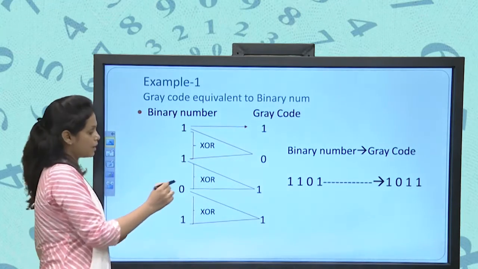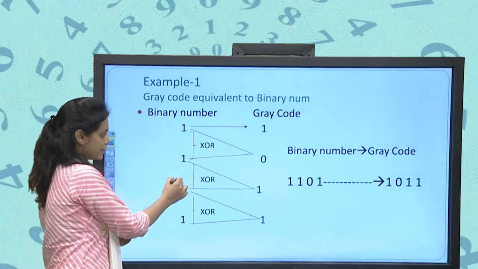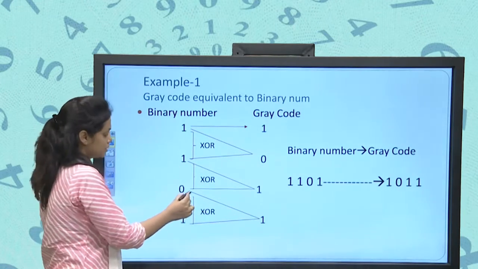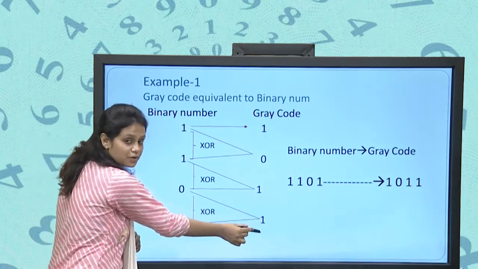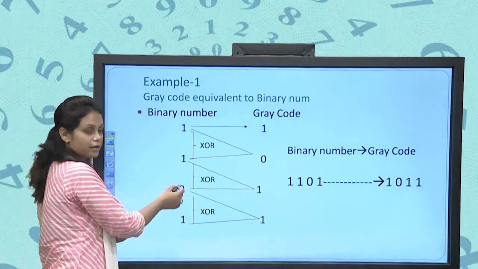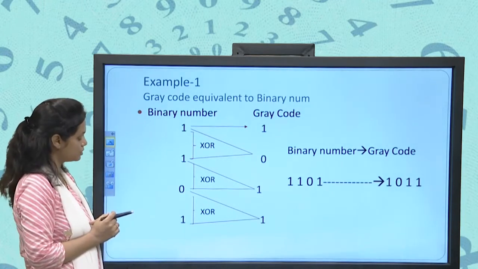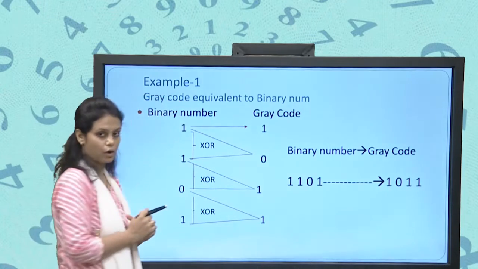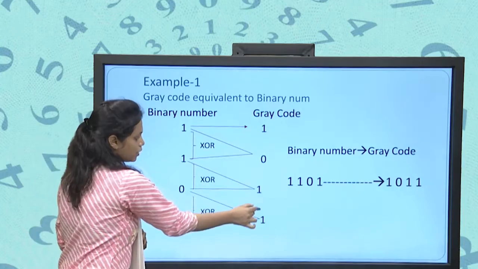Then we will make the pair of the second and third bit. Okay, the bits are different. So the output of the Xor is 1. Then we will make the pair of this 0 and 1, and apply Xor. So the output is 1. Why is the output 1 over here? Because these bits are different. Otherwise we can say that the number of 1s is odd. Okay. So the output for the binary number 1101 is 1011, right?